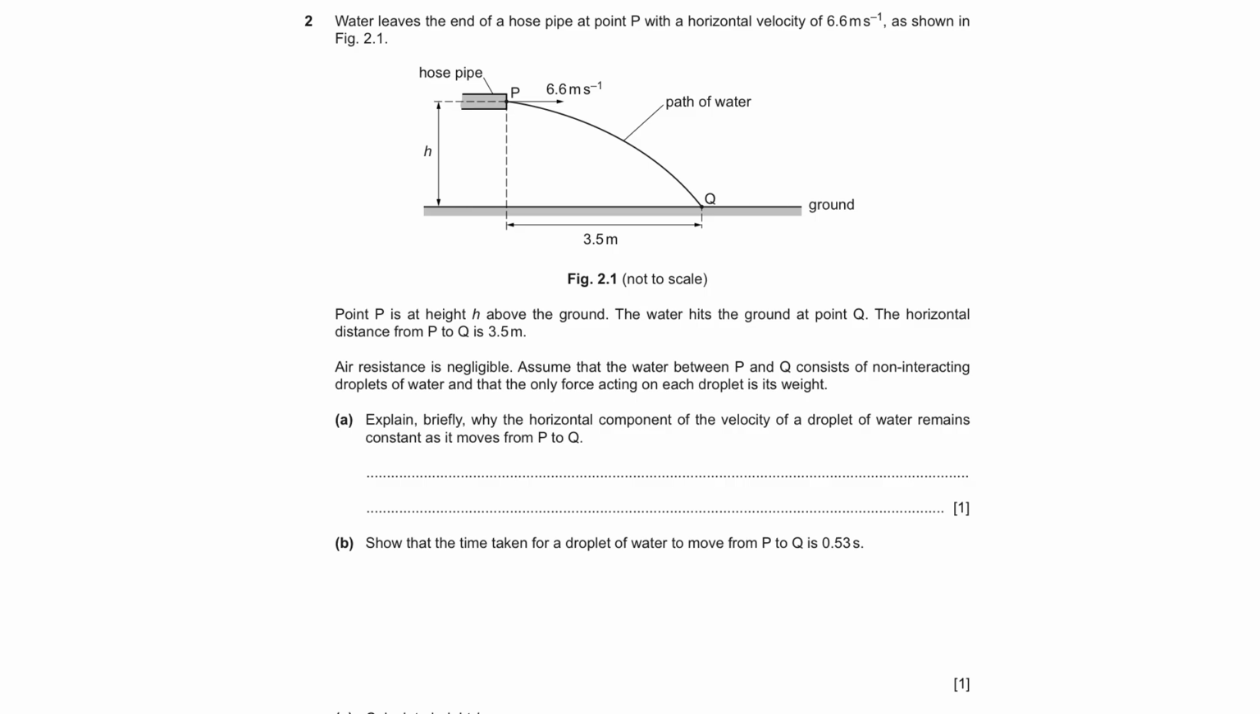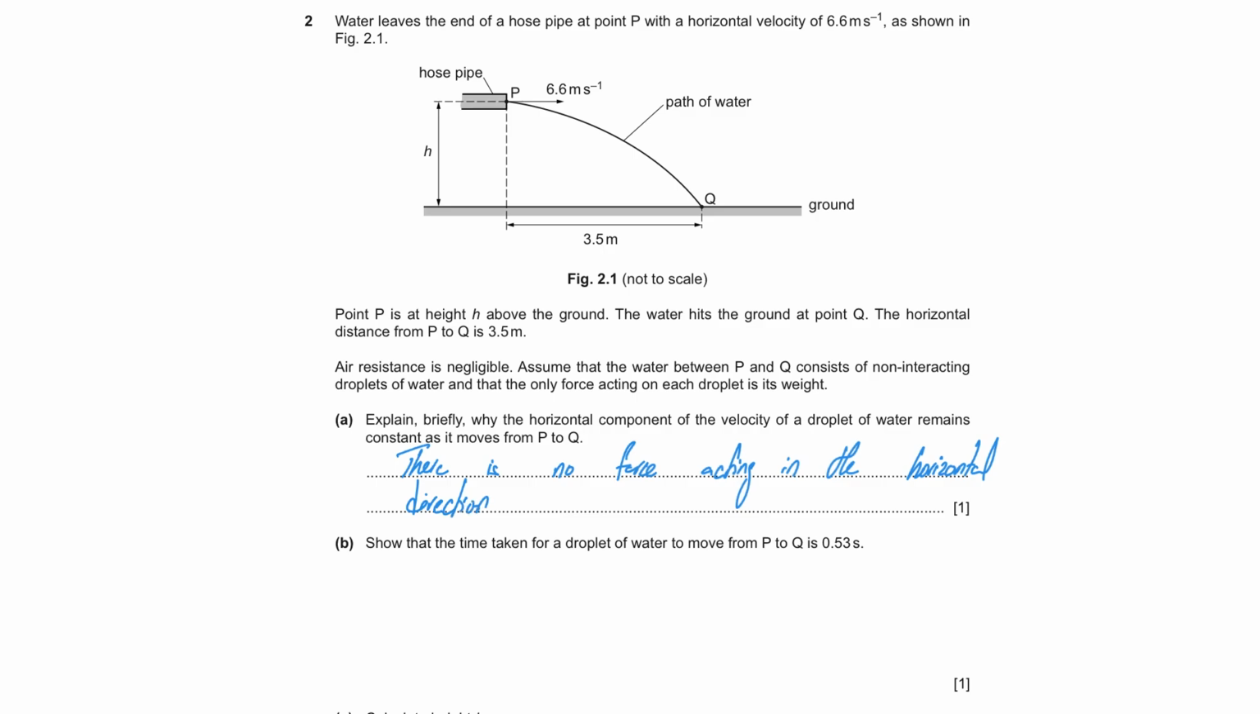Explain briefly why the horizontal component of the velocity of a droplet of water remains constant as it moves from P to Q. So why is it that the horizontal velocity does not change? Because there's no horizontal acceleration, which is what horizontal velocity being constant means. But what do you write here? You simply write that the reason is that there is no force acting in the horizontal direction.